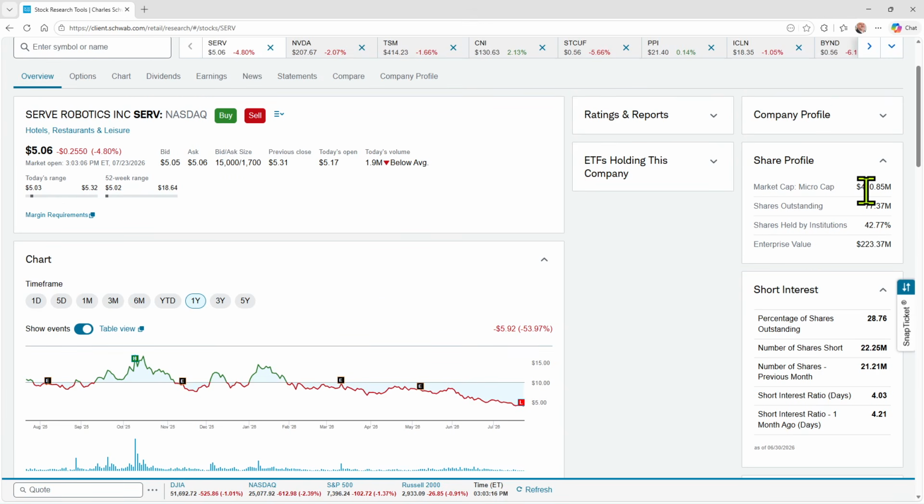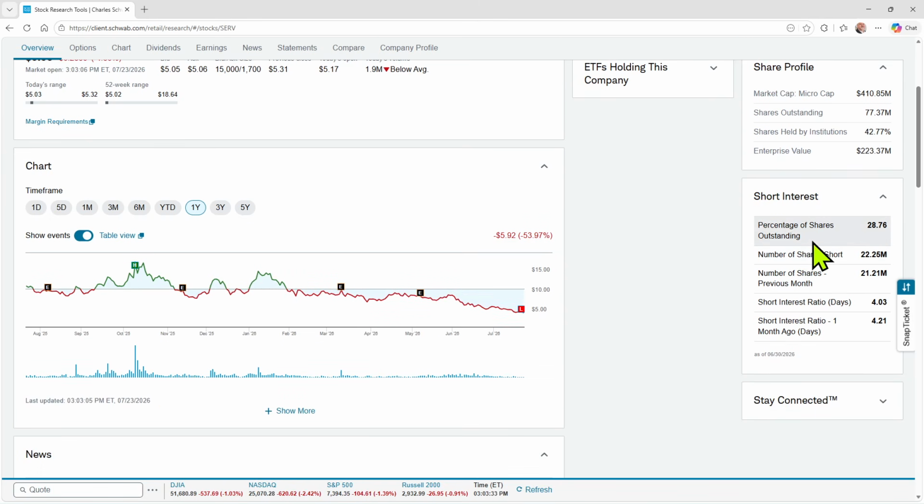Micro cap stocks have a much smaller market capitalization and number of shares outstanding, as opposed to the 24 billion that we saw on Nvidia. This company has 77 million shares outstanding, significantly less. Then we take a look at the percentage of shares outstanding. That's our derived float information. That percentage suggests that this particular company has a low float.